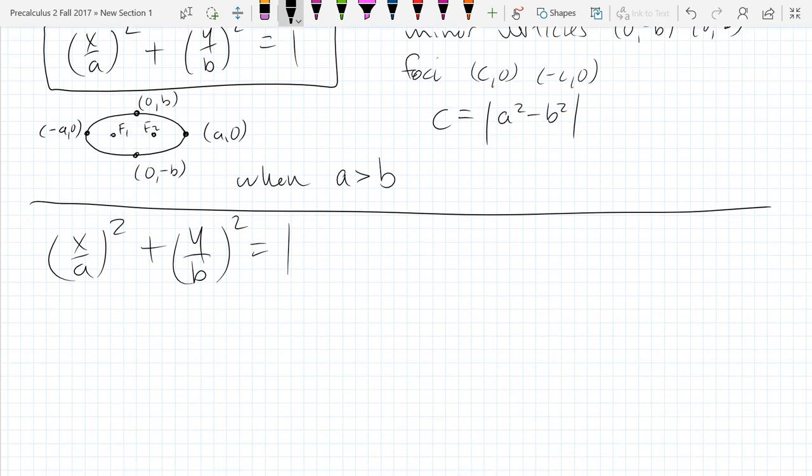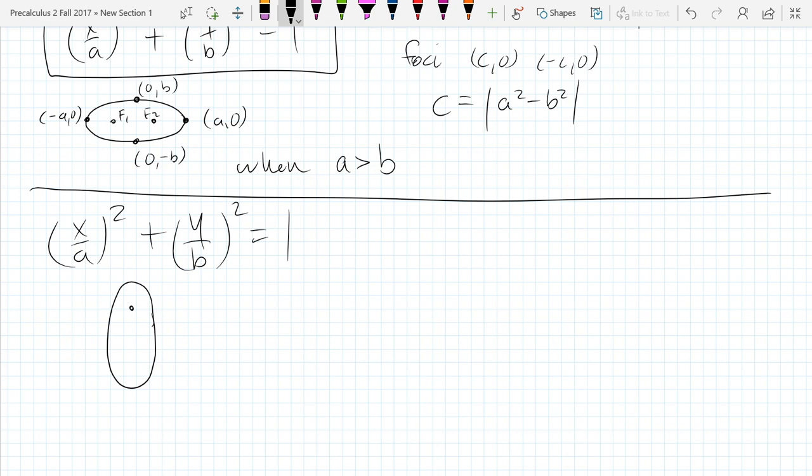Our second row is going to be similar. We're going to get a tall, narrow ellipse. The foci will be spaced out like this. The major vertex and minor vertex switch places, but they still have the same labels. So the ones on the x-axis are a, 0 and negative a, 0, and on the y-axis are 0, b and 0, negative b.